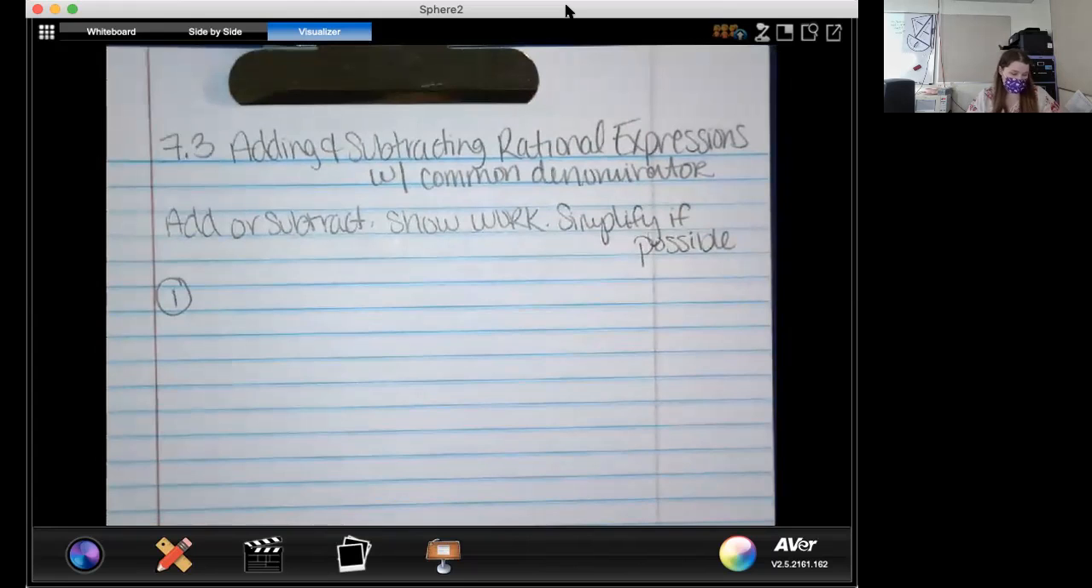So this worksheet will be mixed between adding and subtracting. It won't be like the last worksheet, which was all multiplying, then all dividing. So it'll go back and forth. So just make sure you're paying attention to whether you're adding or subtracting.